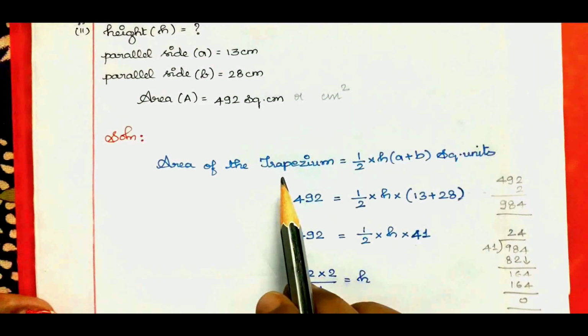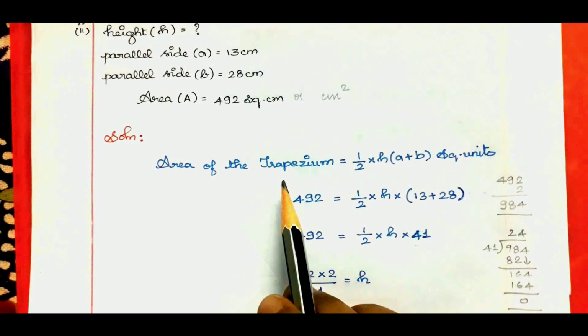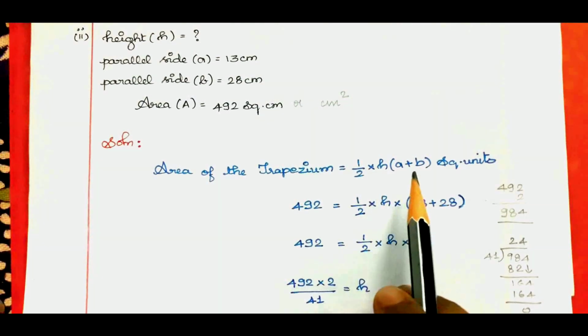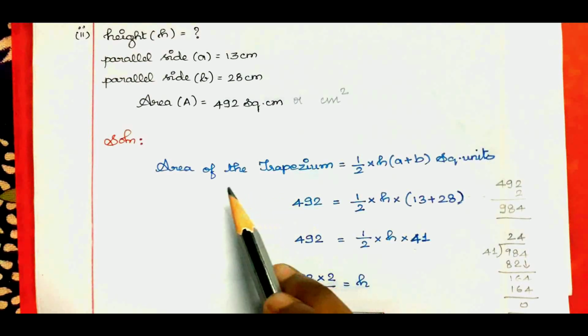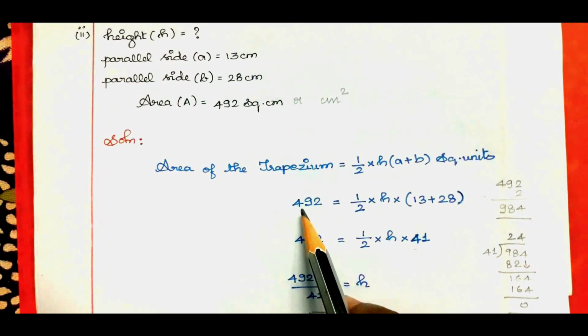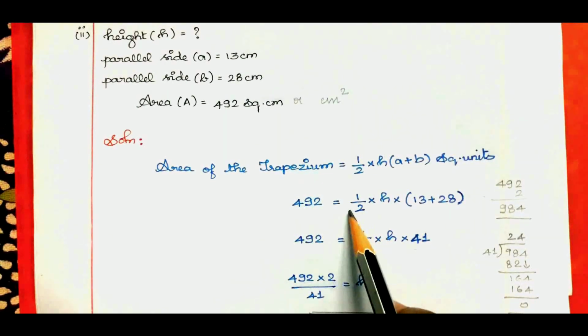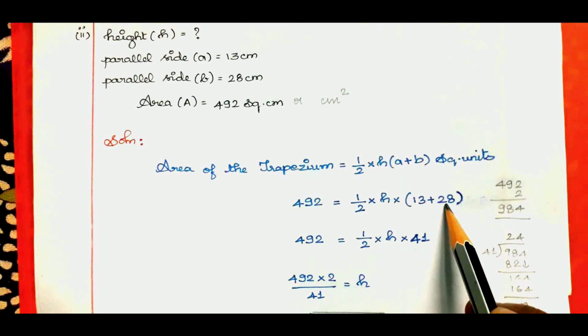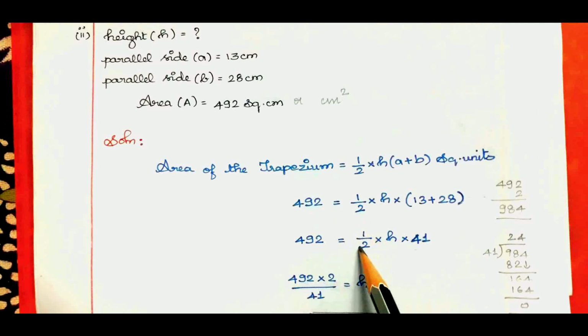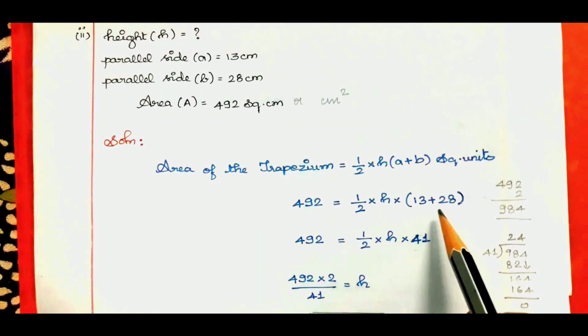Area of the trapezium is equal to half into h into a plus b square units. Okay. In the question they have given the area, so we substitute: 492 is equal to half into h, a is 13, b is 28. So 492, half as it is, that is 1 by 2 as it is, h as it is, 13 plus 28 is 41.